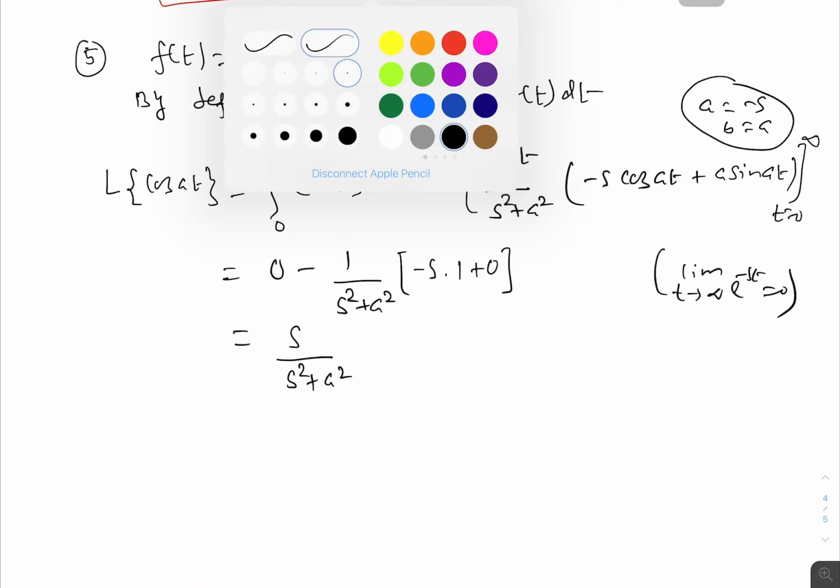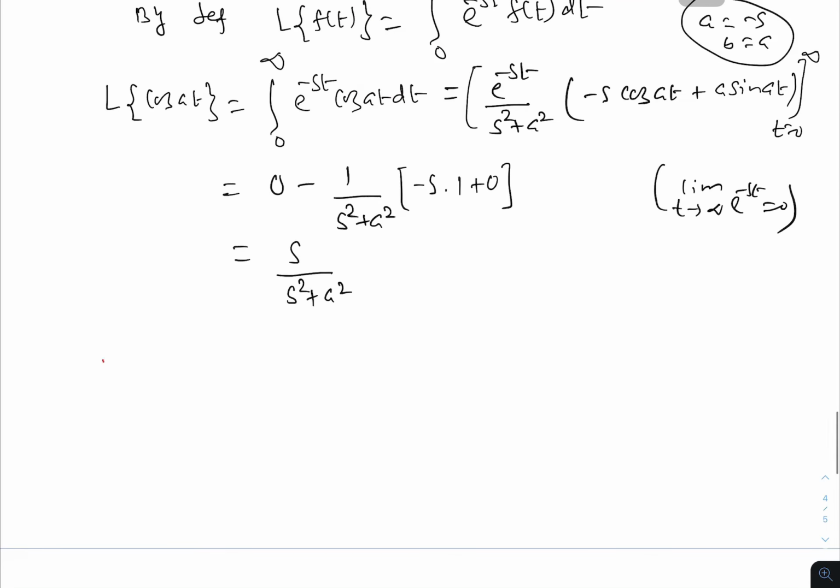So Laplace transformation of cosine at is equal to s over s square plus a square.